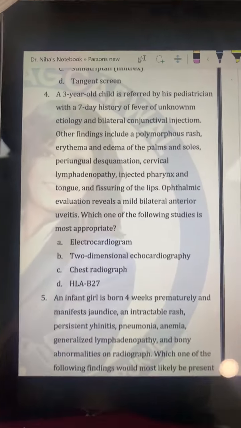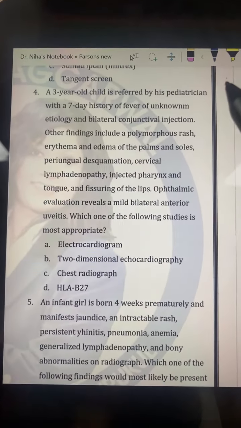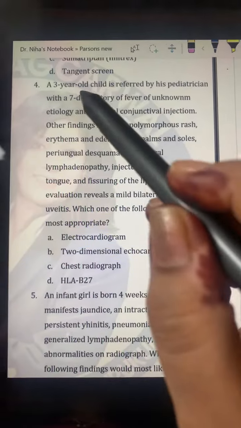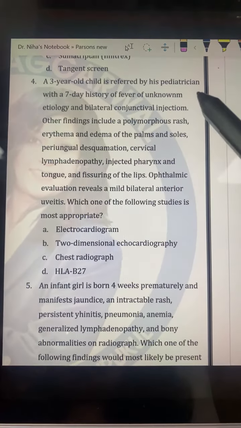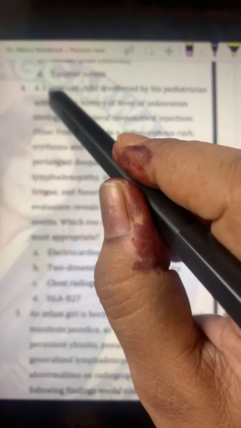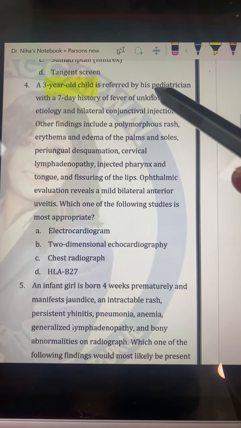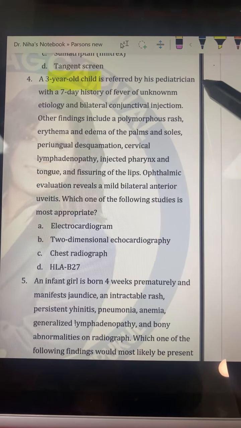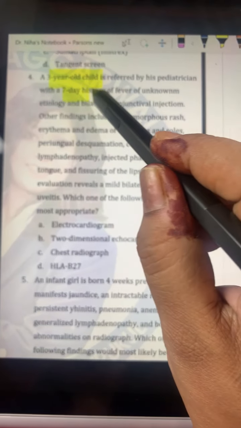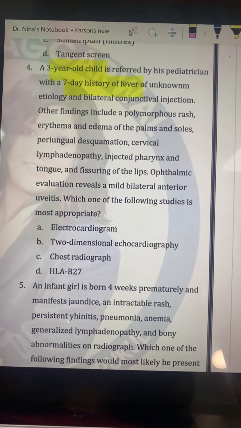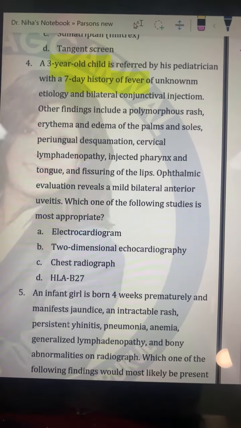All right. So this is your question number 4 of your INI pattern quiz. This is again a very good example of an integrated question where we have a child. A 3-year-old child is referred by a pediatrician with a 7-day history of fever of unknown etiology, and you have a lot of features here.